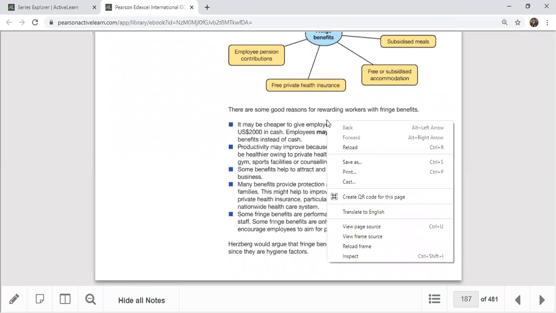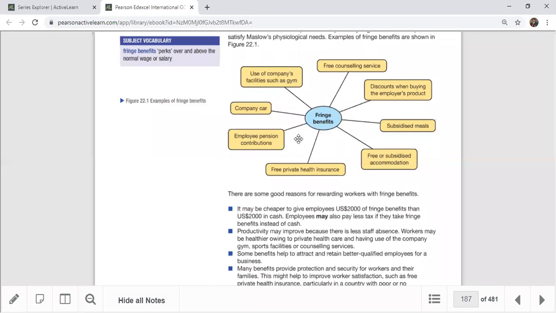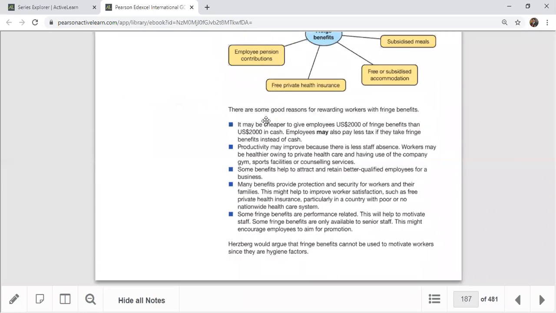If you give some kind of pension contribution, your family members also can get some benefit. Family health insurance: sometimes family members also, if they're hospitalized, can get that benefit. Same thing with a company car, family members also can get benefit out of that. Like that, many benefits provide protection for the worker and their family. This helps to improve their job satisfaction.